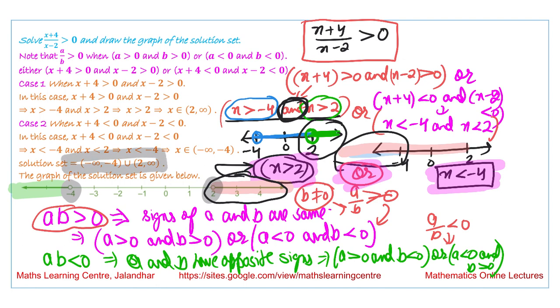So the solution set is minus infinity to minus 4, this is an open interval, union 2 to infinity. So this is the solution set in this case.